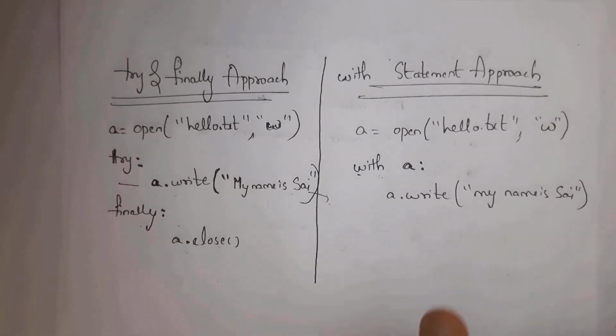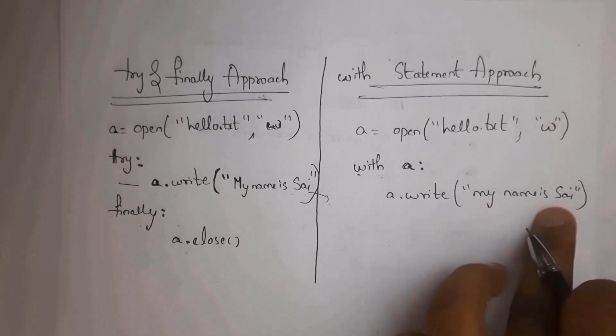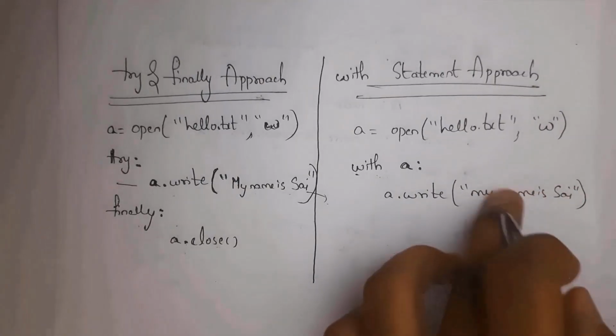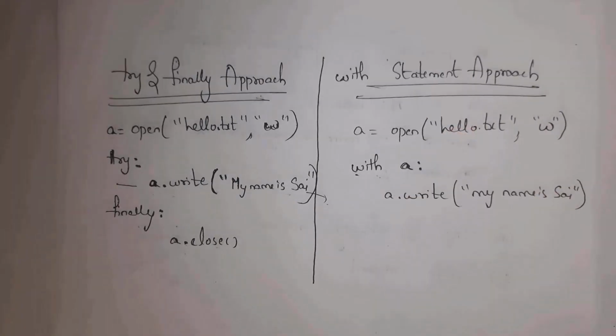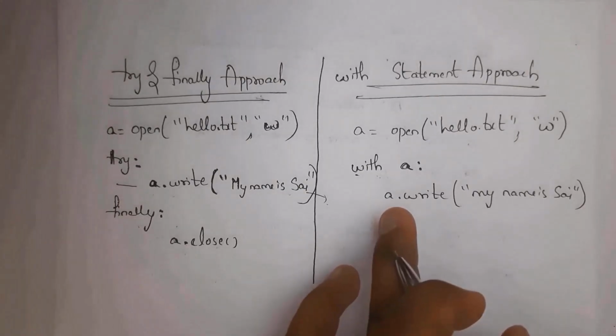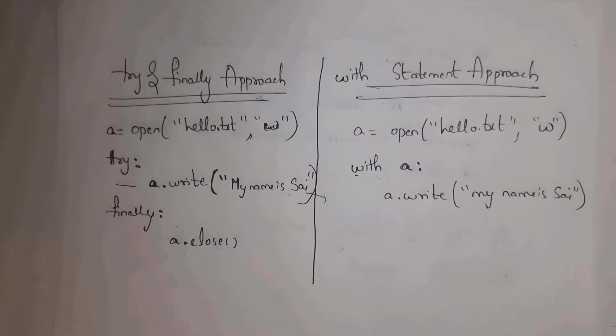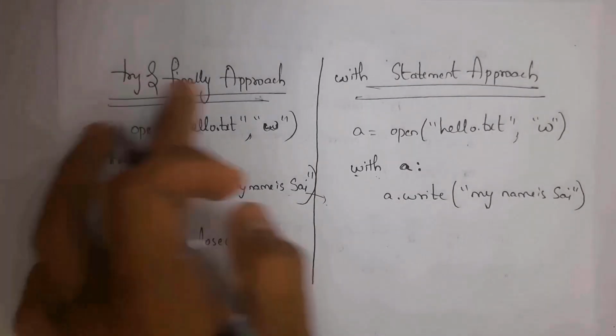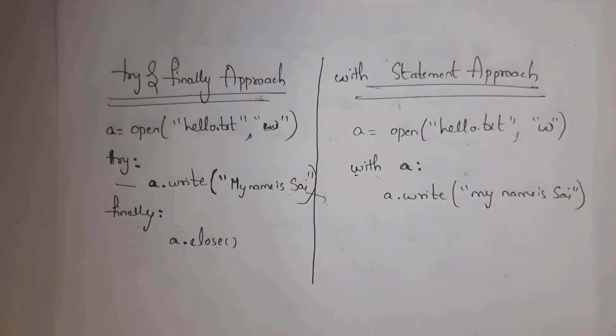For example, if there is no exception while writing this line of code, so it will add text, my name is Sai into my file hello.txt and it will automatically close my file. For example, exception occurred while writing this line of code. Even though it will close my file automatically. This is use of with statement approach. Context management can be done in two ways. First one is by using try and finally approach and next one is with statement approach.